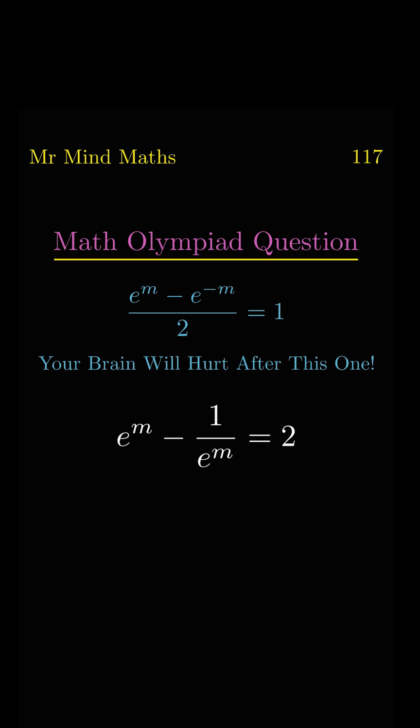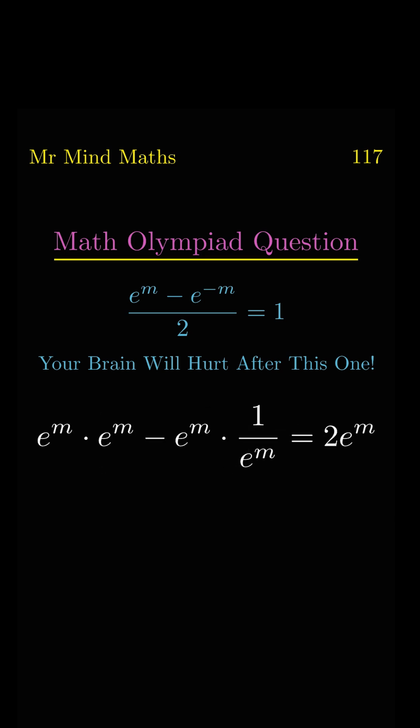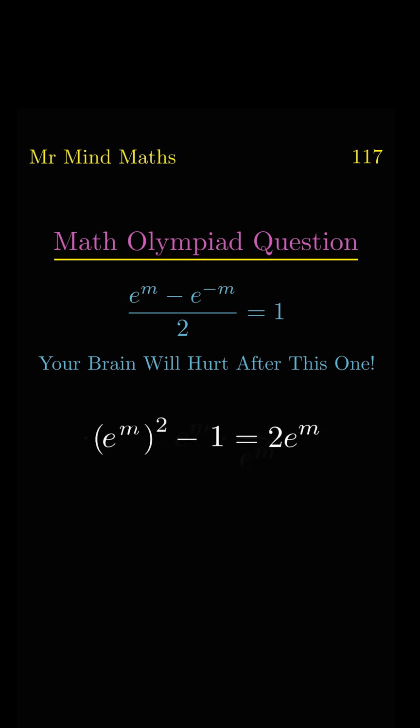Now we will multiply e power m on both sides. On the left hand side we will try to solve it, so it will become (e power m) whole squared minus 1. Here, (e power m) whole squared will convert into e power 2m. Now we will shift all the terms to the left side. Now we will separate e power m, so later on we will substitute it.